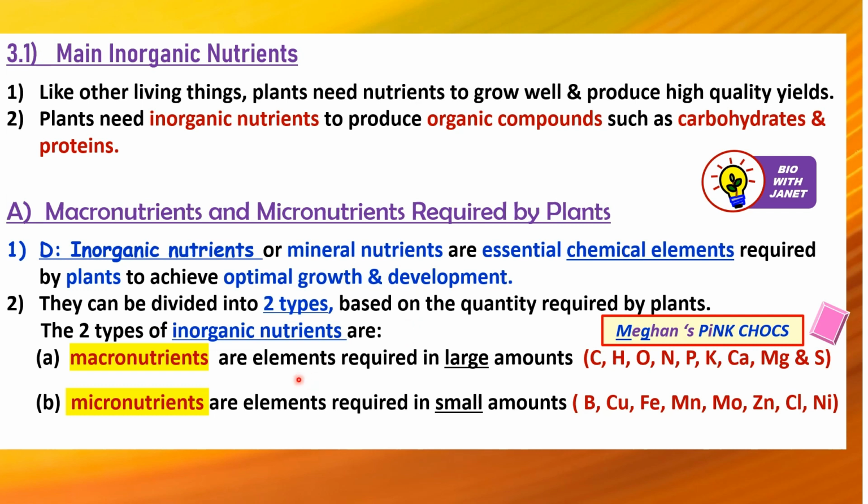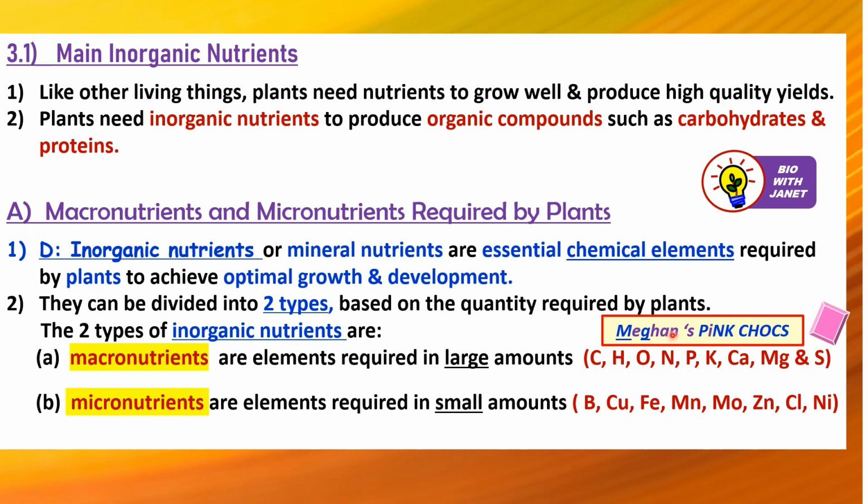So the 2 types of inorganic nutrients are macronutrients. These are elements required in larger amounts. For example, carbon, hydrogen, oxygen, nitrogen, phosphorus. K is for potassium. It comes from the other name, kalium, right? And then calcium, magnesium, and sulfur. Think of the acronym Megan's pink chalks.